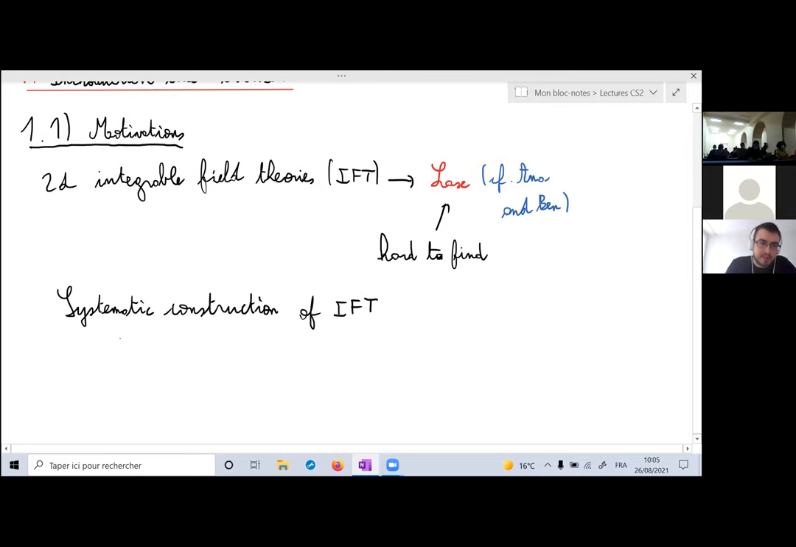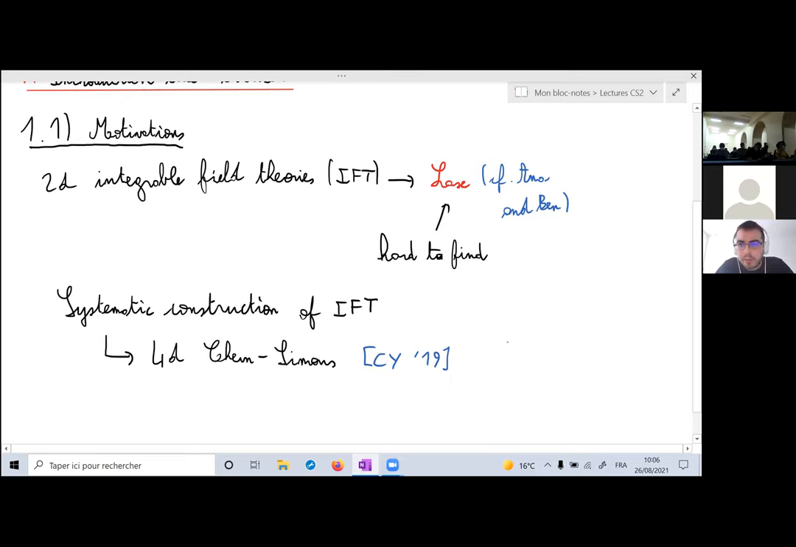And this is exactly where the Chern-Simons theory sits, because this Chern-Simons theory is one of these systematic constructions that was recently proposed to construct automatically integrable field theories. So that was proposed actually not so long ago. It was proposed by Costello and Yamazaki in a paper in 2019. So it's been basically now 2 years and it's still a quite active area of research at the time.